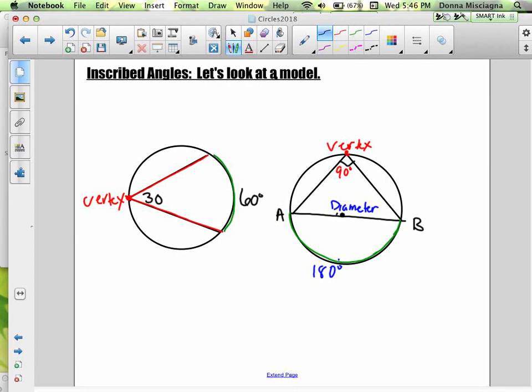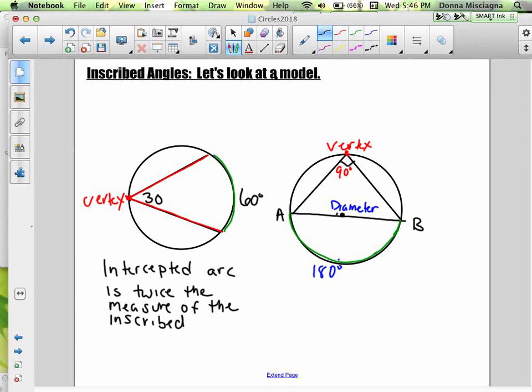So I could write that down as: the intercepted arc is twice the measure of the inscribed angle. Anything that's inscribed, by the way, that just means that it has the vertex, or vertices if it has more than one vertex, on the circle. That's all inscribed means.